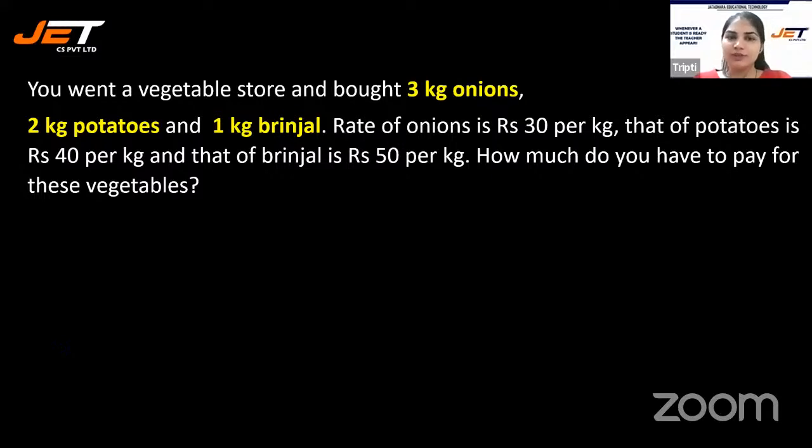You went to a vegetable store and bought 3 kilograms of onions, 2 kilograms of potatoes, and 1 kilogram of brinjal. The rate of onion is 30 rupees per kg, that of potato is 40 rupees per kg, and that of brinjal is 50 rupees per kg. How much do you have to pay for these vegetables?